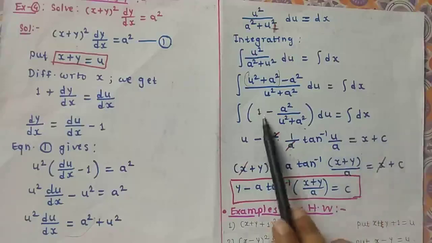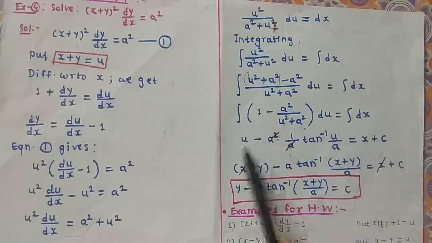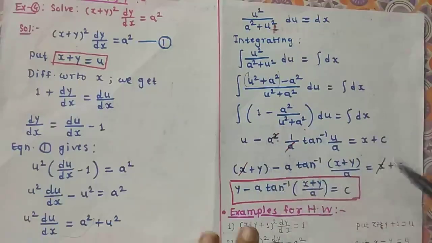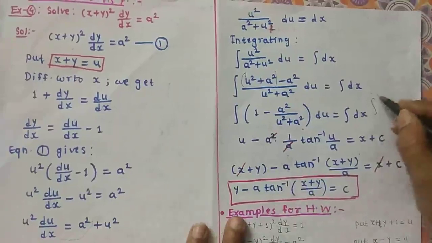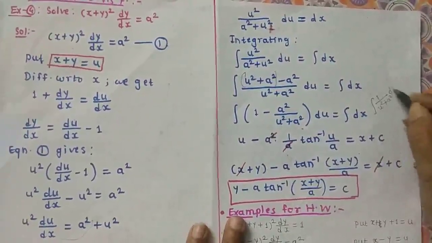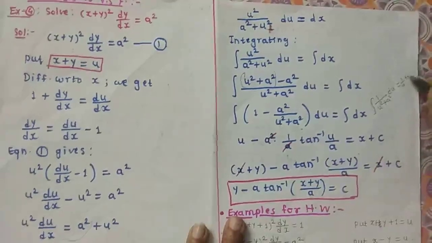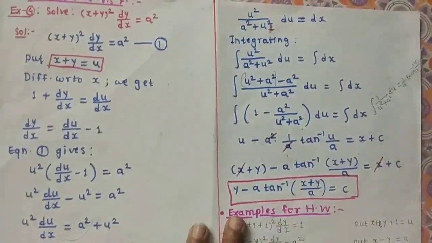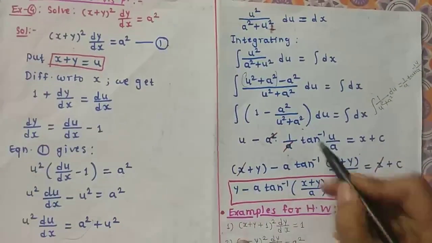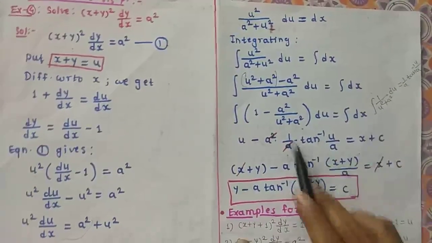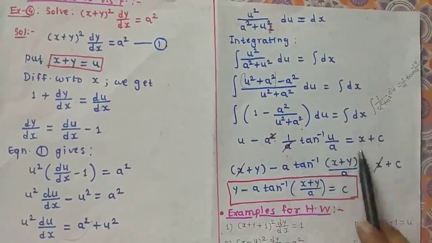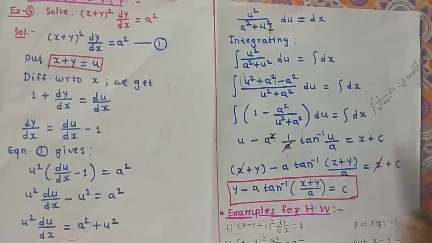Now integration of 1 du is u, minus this a square is a constant, we keep it as it is, and we know integration of 1 upon (u square plus a square) du is 1 by a tan inverse of u upon a, right? So it is u minus a square times 1 by a tan inverse of u upon a equals integration of dx, which is x plus we have to add the constant of integration c.